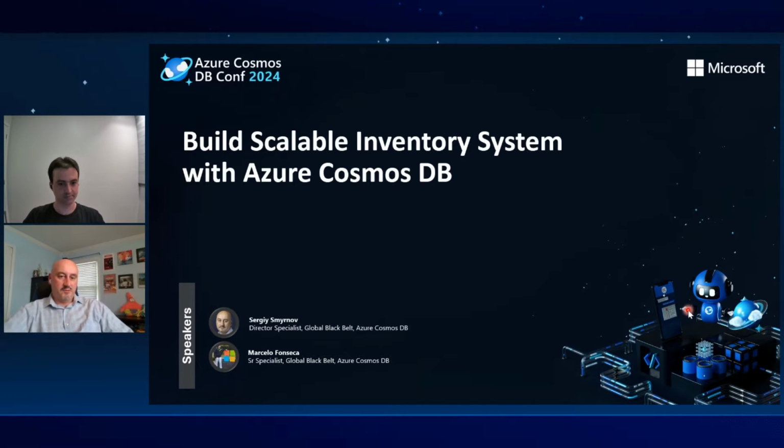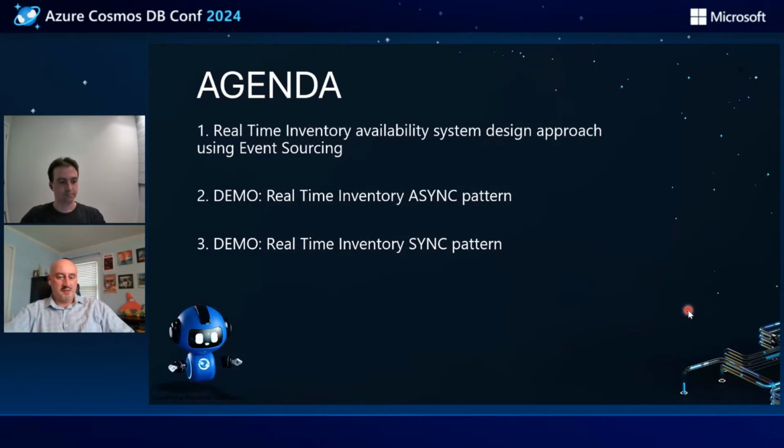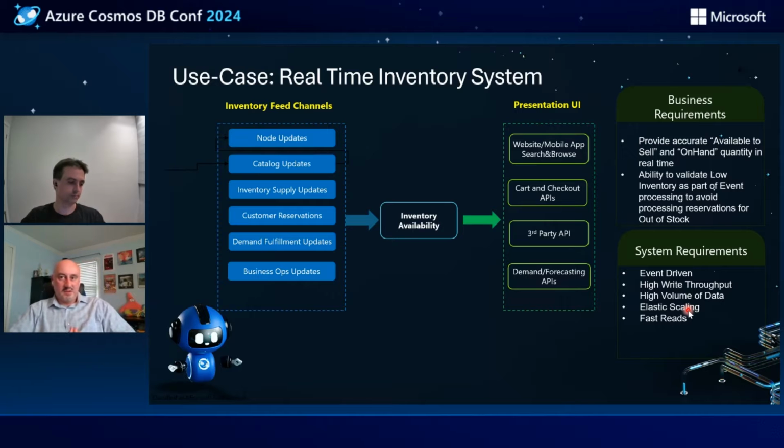Today we're going to talk about a real-time inventory availability system design approach using event sourcing, and we're going to showcase a couple of approaches with async and sync patterns to build those real-time inventories using Azure Cosmos DB. Let's first talk about the use case itself.